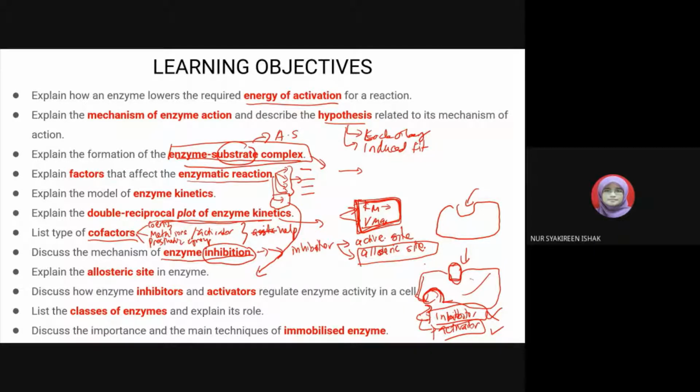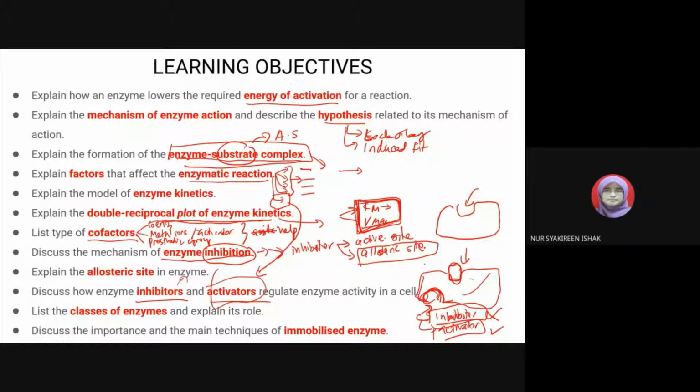Okay, so we will see later what will happen if the inhibitor binds to the allosteric site of the enzyme. What will happen if the activator binds to the allosteric site? Okay, so which is next? The next LO, learning objective, is for you to discuss how inhibitors or activators regulate enzyme activity in the cell. Okay, so inhibitors can bind to either the active site or allosteric site. Activators bind to the allosteric site, okay, to activate the enzyme.